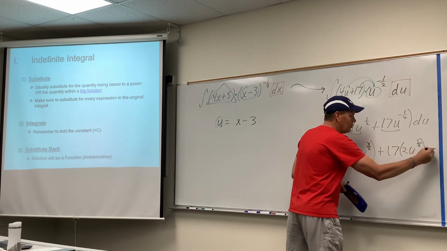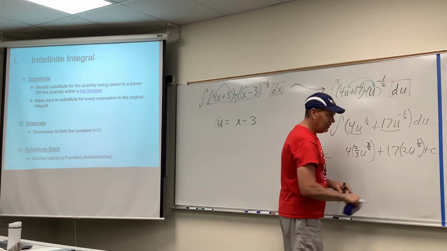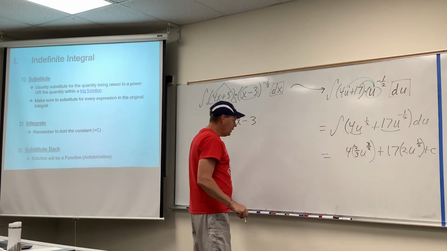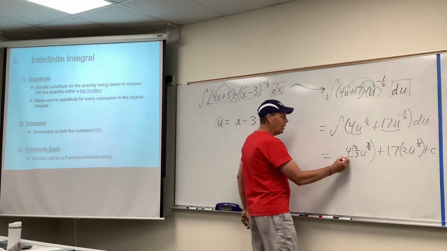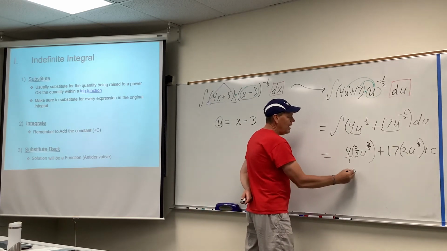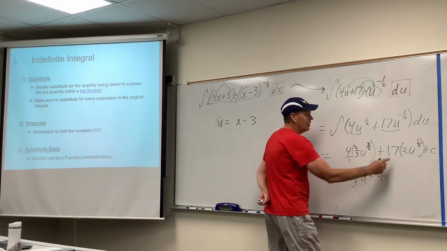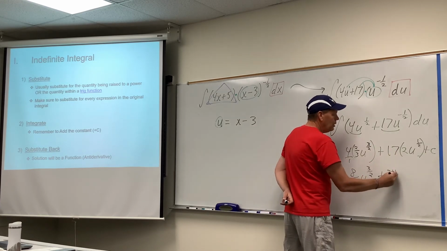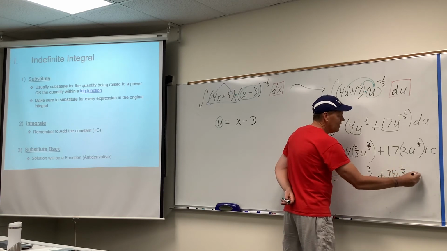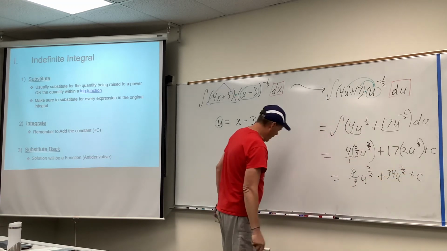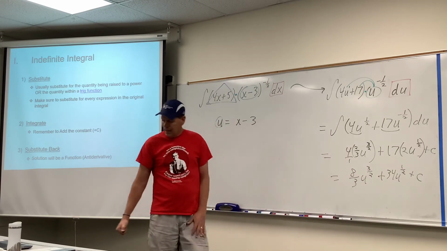And then remember the plus c. I don't know if you can see that there, but it's there. All right, let's clean it up a little bit. 4 over 1, 8/3 u to the 3/2 plus 34 u to the 1/2 plus c. There you go. All right. Yeah, that's pretty complicated. But hey, what can I tell you?